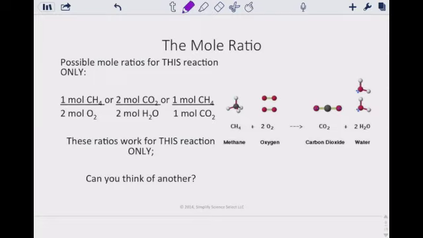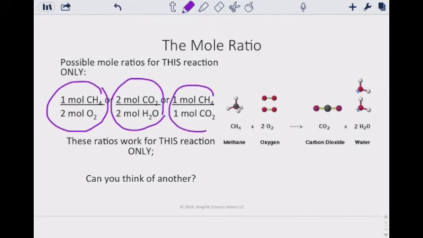Just for this reaction, when we're looking at it, 1 mole of methane produces or needs 2 moles of O2. 2 moles of CO2 is 2 moles of H2O. 1 mole of CH4 is 1 mole of CO2. Now these ratios work for this reaction only. We'd have to have another reaction. We'd have to balance it if we have different things. But what we can say is that 1, 2, 1, 2, they equal each other.